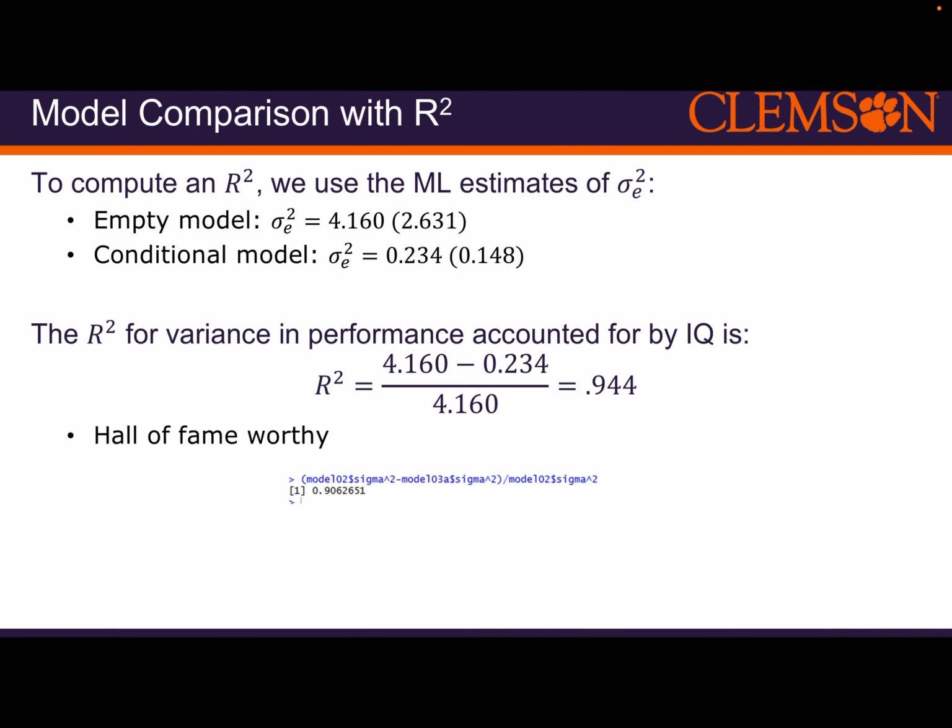So there we go. Finally, we can look at model comparison if we want to get an R-squared difference. We have to calculate the R-squared for both models. For the empty model, it's 4.16. For the conditional model, it's 0.234. Now, you might remember earlier in the lecture, the variance of IQ was 4.24. That's just a coincidence. 4.16, we're predicting performance for this, so it's a different variable. Right? But here, the R-squared is 0.944, the difference between the two. So larger one minus smaller one over larger one says we've basically explained 94.4% of variance. I call that Hall of Fame worthy right there, which is awesome.